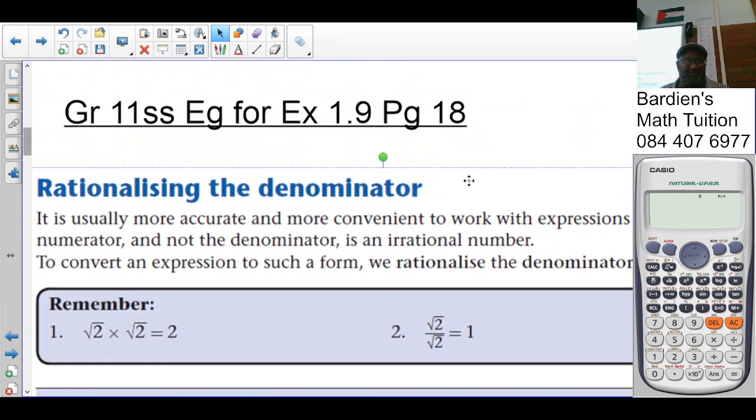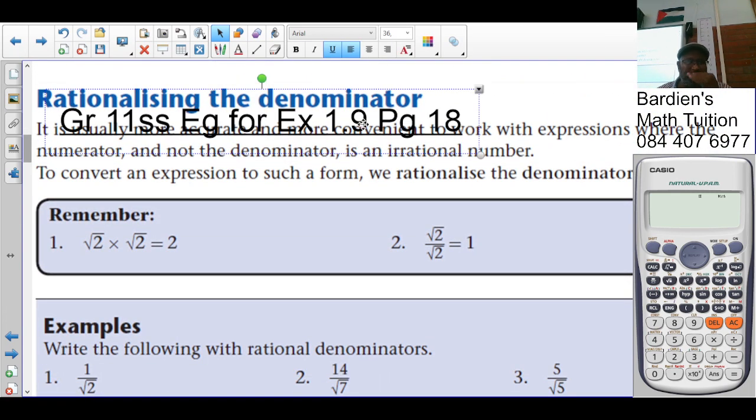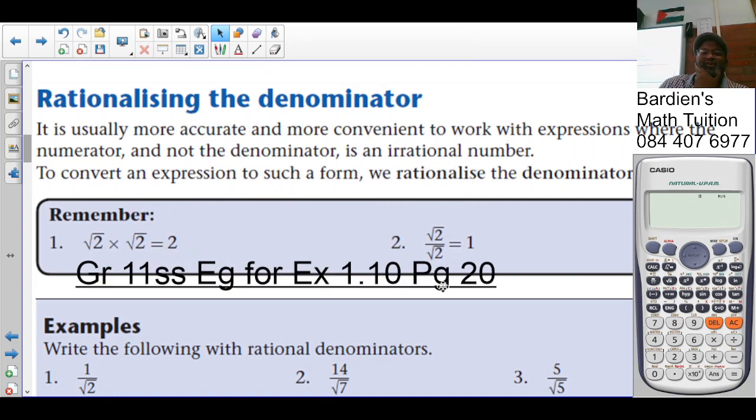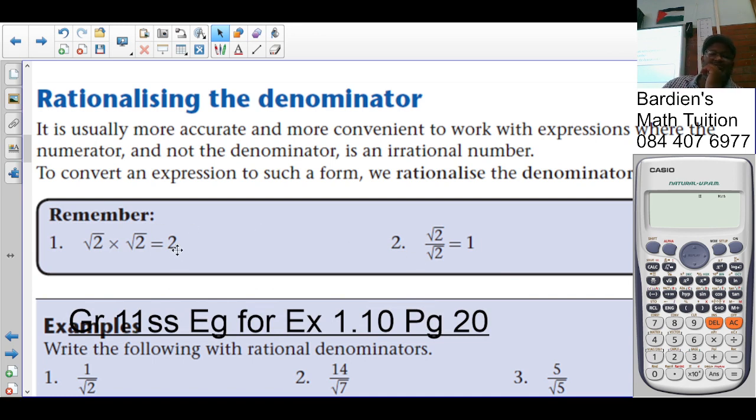Is that correct? Right. So at this point, if you want to see the full lesson, you'll find it in the description box below. Exercise 1.10 is on page 20 or 19? 20. Right. So it's usually more accurate and more convenient to write your answer with a rational denominator. Okay, that's hence why it's called rationalizing the denominator. Remember that the square root of 2 times the square root of 2 is 2, and the square root of 2 over the square root of 2 is 1.